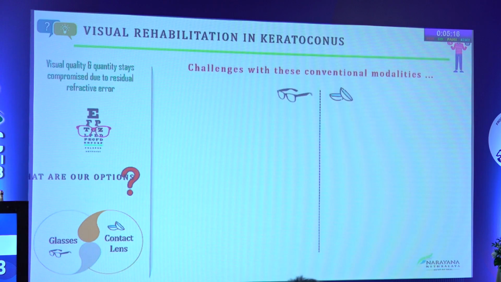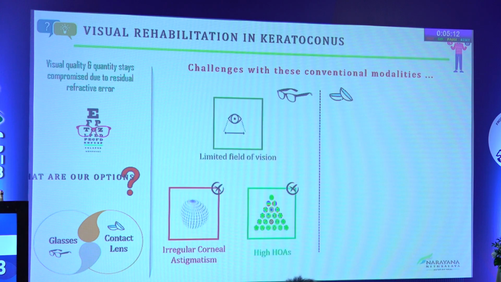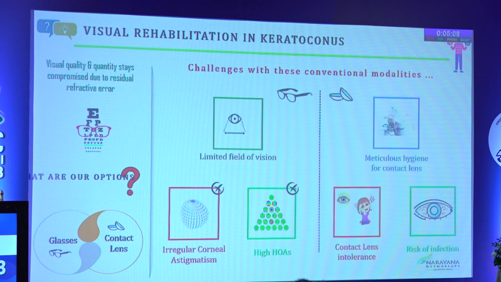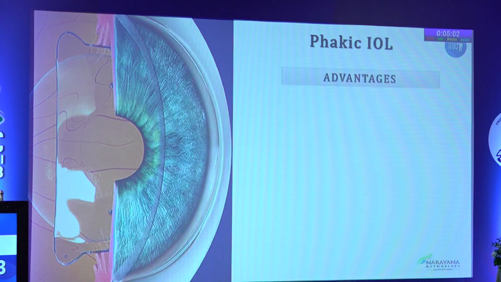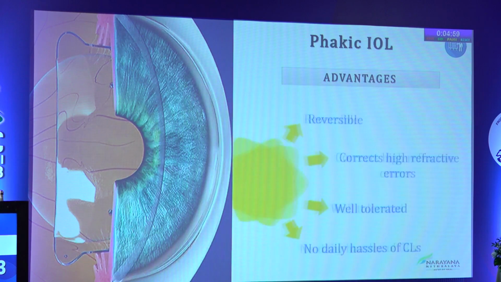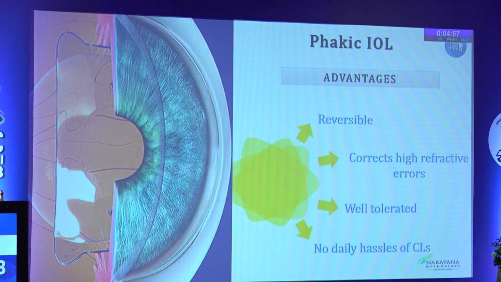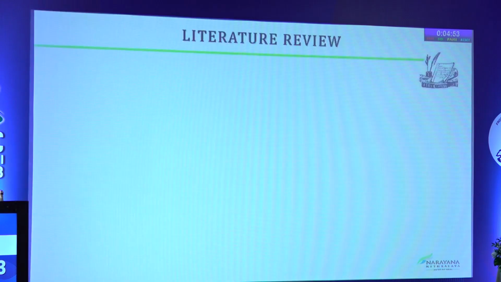So, what are our options? The patient can be given glasses or contact lens, but these come with their own set of limitations as highlighted here. A phakic IOL is routinely used for refractive error correction in myopia or hyperopia. The advantages it offers are that it is reversible, it corrects high refractive errors, it is well tolerated, and it gives freedom from the daily hassles of contact lens.